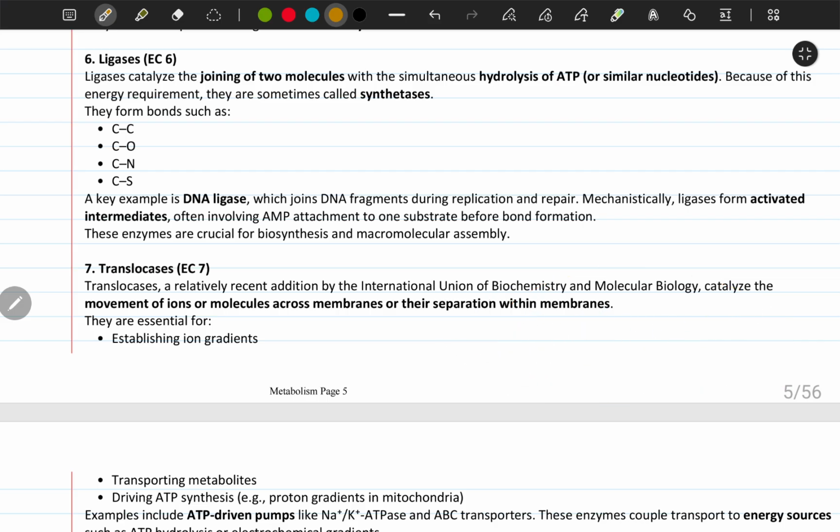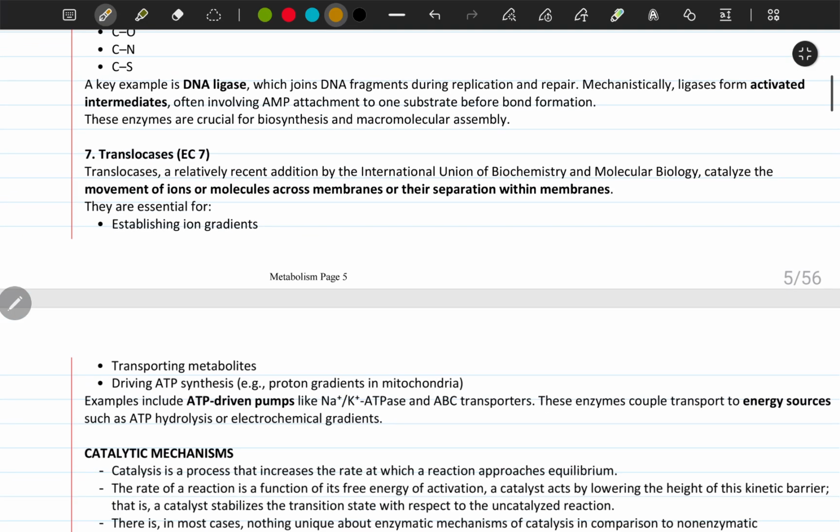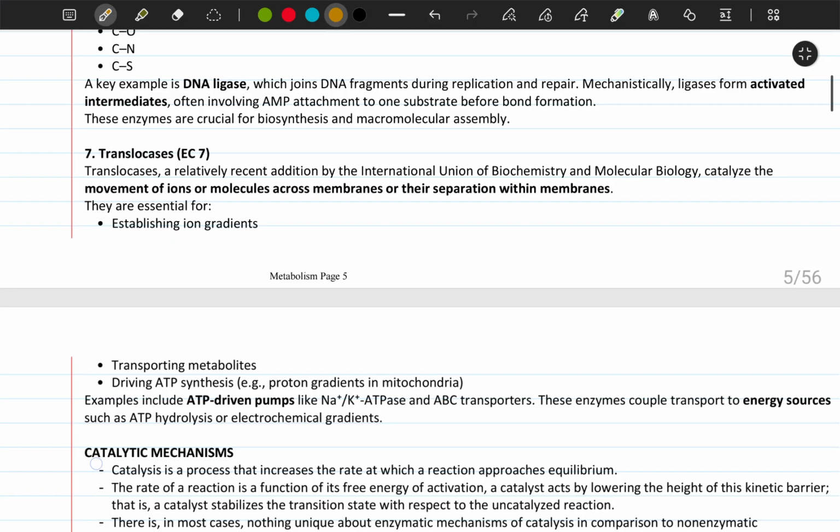Translocases are essential for establishing ion gradients, transporting metabolites, and driving ATP synthesis or proton gradients in mitochondria. Examples include ATP-driven pumps like the Na+/K+ ATPase and ABC transporters. These enzymes couple transport to energy sources such as ATP hydrolysis and chemical gradients.